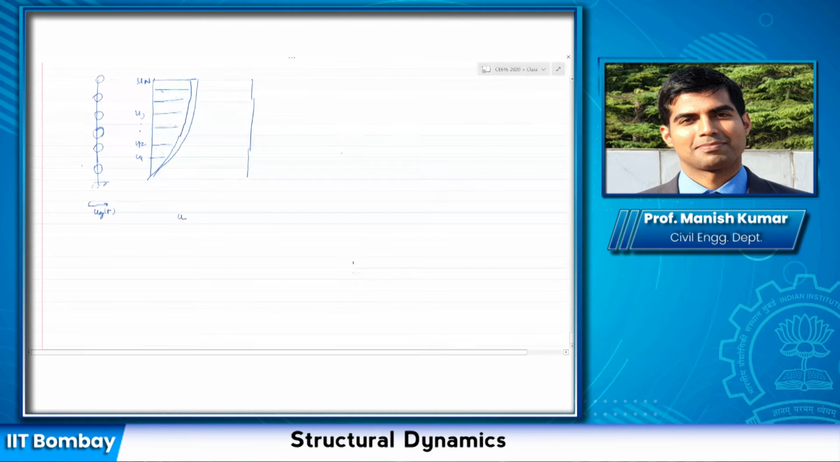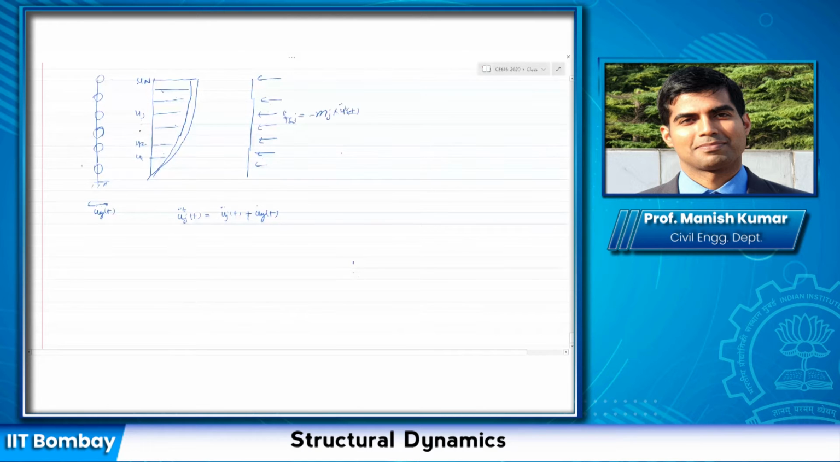If this is subject to a ground acceleration Ug of t, I can say the acceleration at any level, Uj of t, is actually equal to the total acceleration, which is the relative acceleration plus the ground acceleration. Here the inertial forces would be something like this at different levels. We'll call it F I, the inertial force at level j, which would simply be equal to the mass at the jth level times the total acceleration at that level.